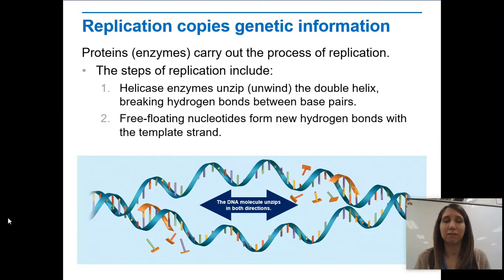What's actually going to cause replication to occur are going to be a class of enzymes that play a role in this process. So enzymes, remember, are a type of protein. Their role and their job in a cell is to help lower the activation energy. Remember, we talked about the height of that hill when we looked at chemical reactions back in chapter 2. Enzymes help to decrease the height of the hill, thereby making it easier to do a chemical reaction.